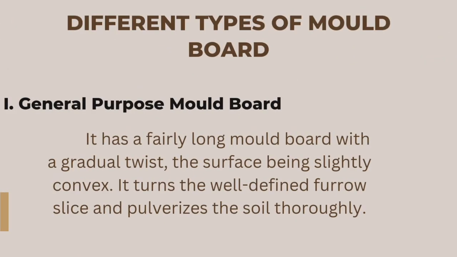Different types of moldboard. General purpose moldboard. It has a fairly long moldboard with a gradual twist, the surface being slightly convex. It turns a well-defined furrow slice and pulverizes the soil thoroughly.